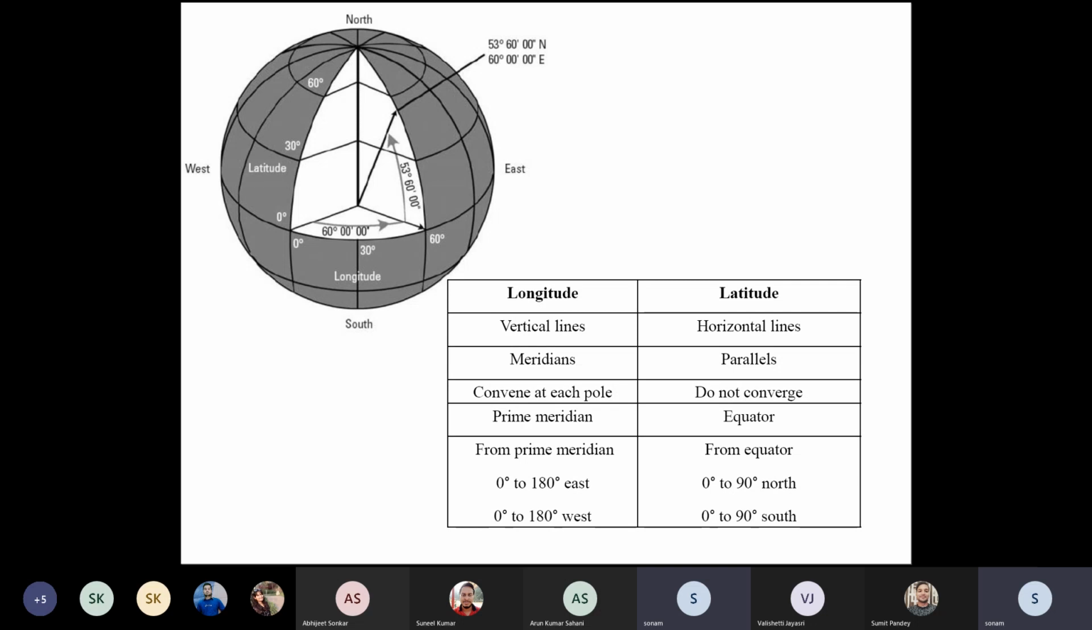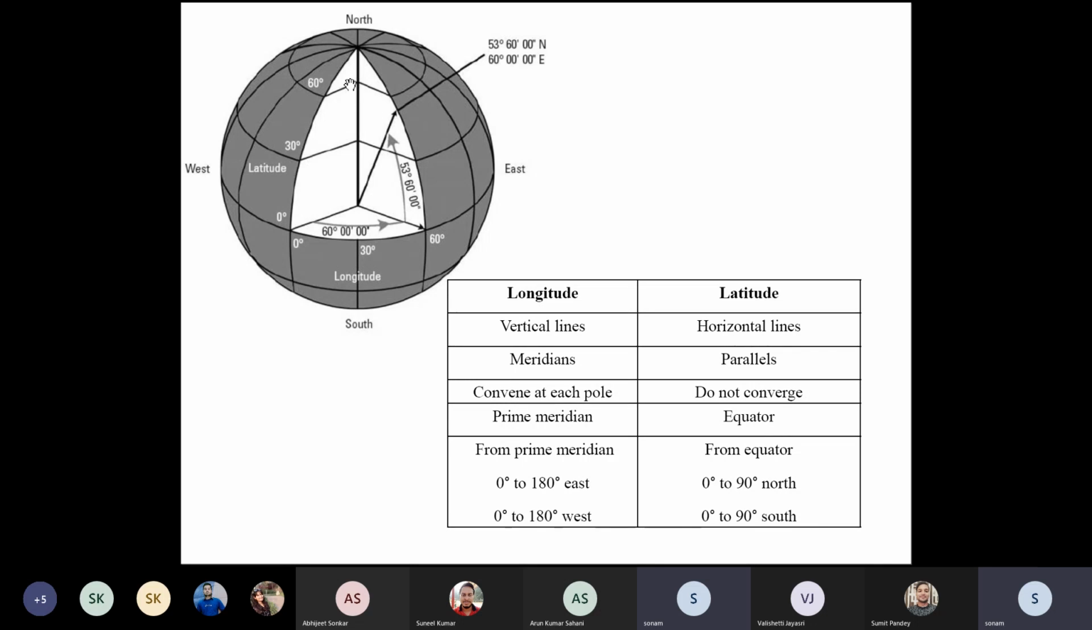For the measurement of longitude also, we need some reference surface. What is the reference surface or reference plane for this purpose? It is the prime meridian. What is the prime meridian? The prime meridian is one of the arbitrary meridians taken as a reference, and in most cases, the meridian that passes through the Royal Observatory in Greenwich, England is taken as the prime meridian. Okay, this is one thing.